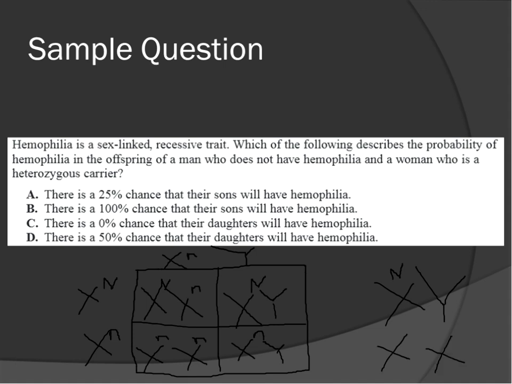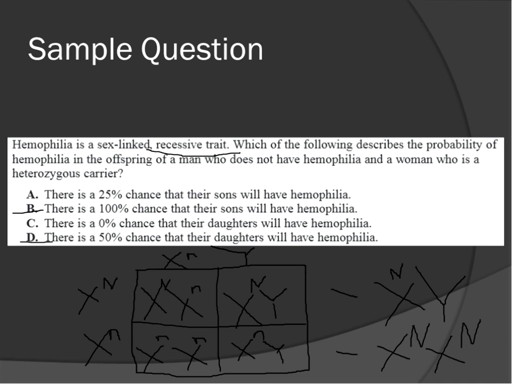The only way somebody will have it is if the XY has it, it'll look like the big letter N. If the XX has it, they have to have it on both because it's a recessive trait, so they would have to have 2 n's. So this person would have it and this person would have it, but you got to look at the 4 results.